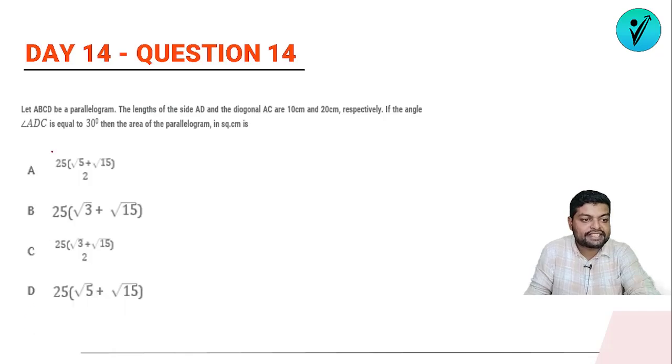The question says: let ABCD be a parallelogram. The lengths of the side AD and the diagonal AC are 10 and 20 respectively. So we have been provided with the length of the side AD and of AC, which are 10 and 20 respectively. If the angle ADC is equal to 30 degrees, then the area of the parallelogram is.